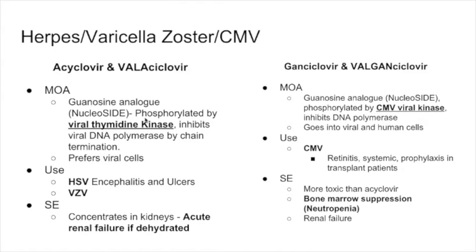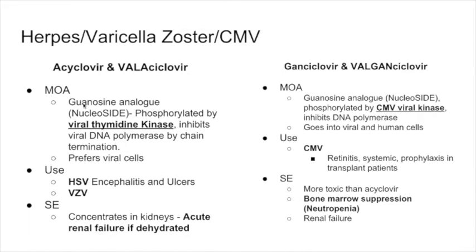So let's go into the specifics of these antivirals. What we're going to talk about right now is the base analogs, or the nucleoside and nucleotide analogs. These medications specifically target herpes, varicella, and CMV. The first medication that we're going to talk about is acyclovir and valacyclovir. Acyclovir is an IV form. Valacyclovir is just the oral form of acyclovir, and it's better absorbed.